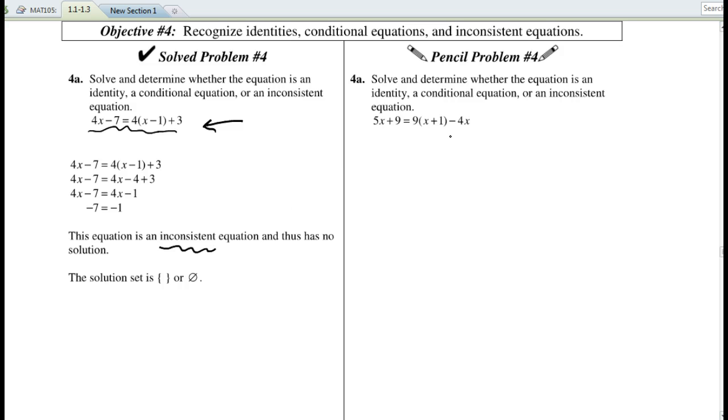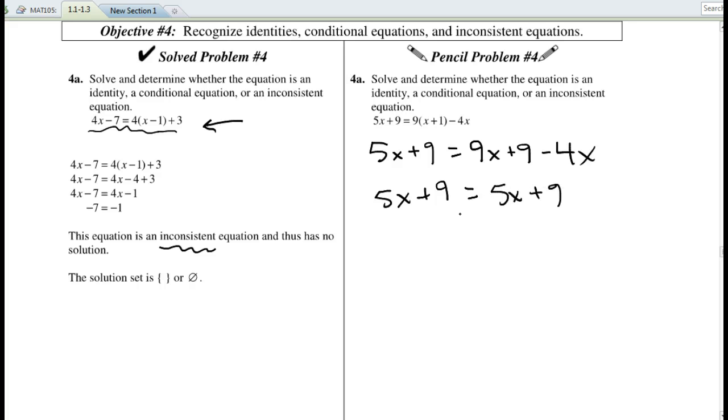This example right here is going to give us an identity. So let's try and solve the normal way. 5x plus 9. Distribute on the right. 9x plus 9 minus 4x. So 5x plus 9. And when we combine on the right, we get 5x plus 9. So these two things are the same. Basically, notice any number you plug in for x, you're going to get the same answer on both sides. So this will always hold true for any value of x.